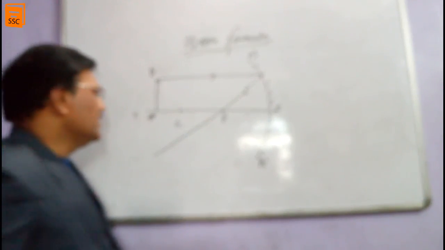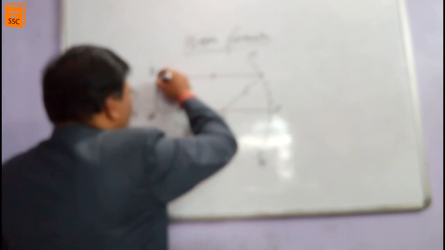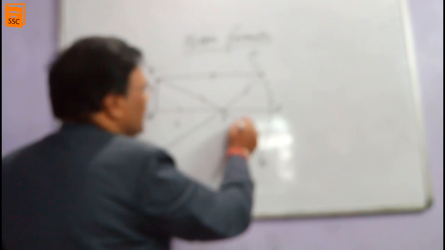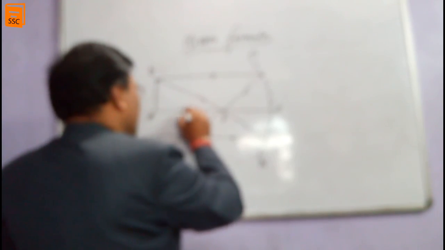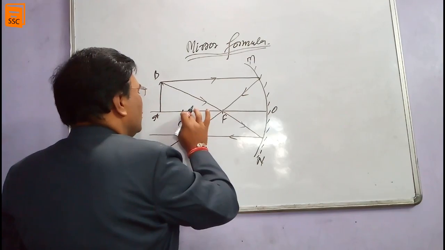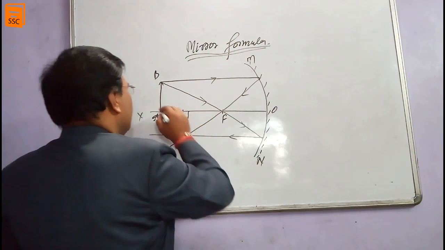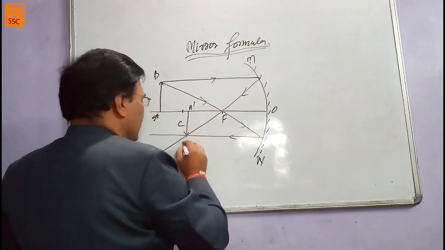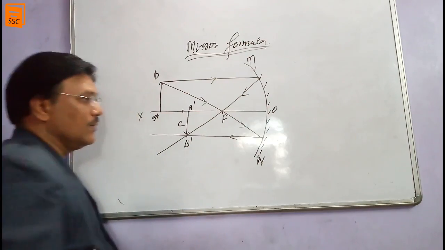And the second ray, you should draw incident through the focus. If it is incident through the focus, after reflection it will be parallel to the principal axis. And when you draw the perpendicular, this one is the perpendicular, and this one is the image, A dash and B dash. What do we have?